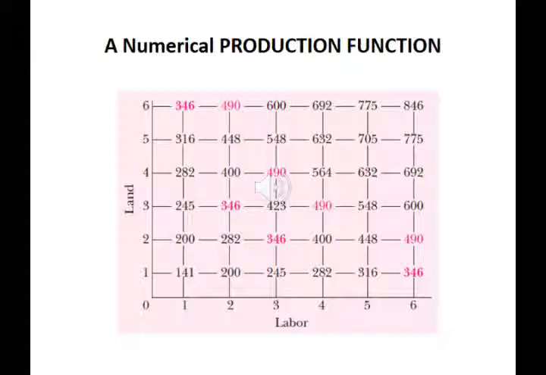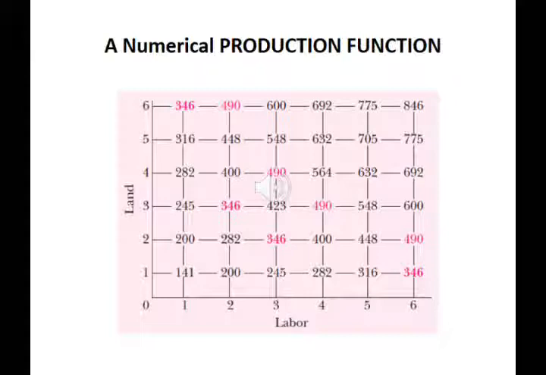Okay, he's going to calculate the total cost and he will be choosing the one that will minimize his cost of production, which is the production function employing 3 units of labor and 2 acres of land. This is the one that he's going to choose, although many others can produce the same level of output.